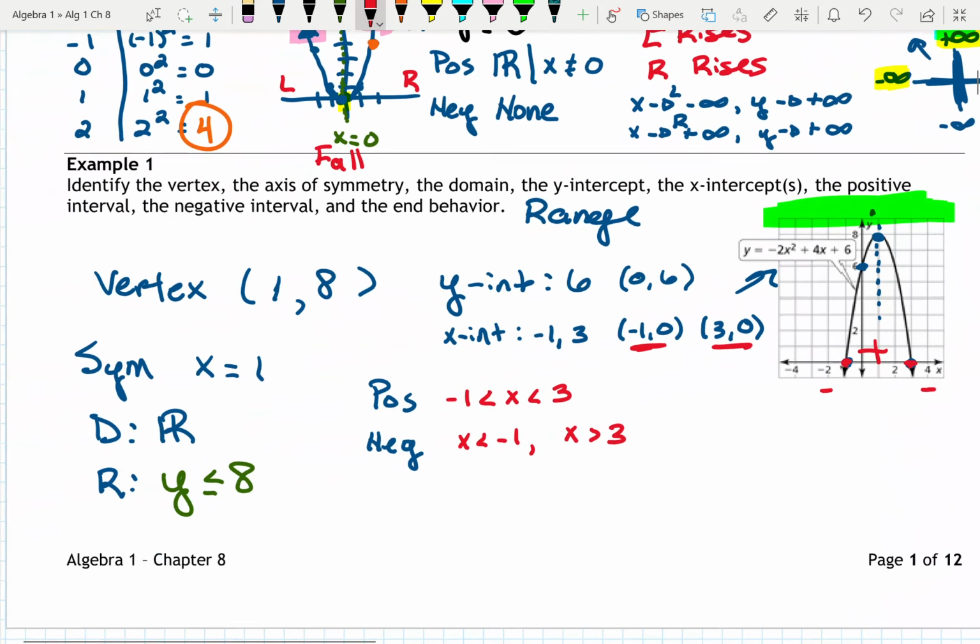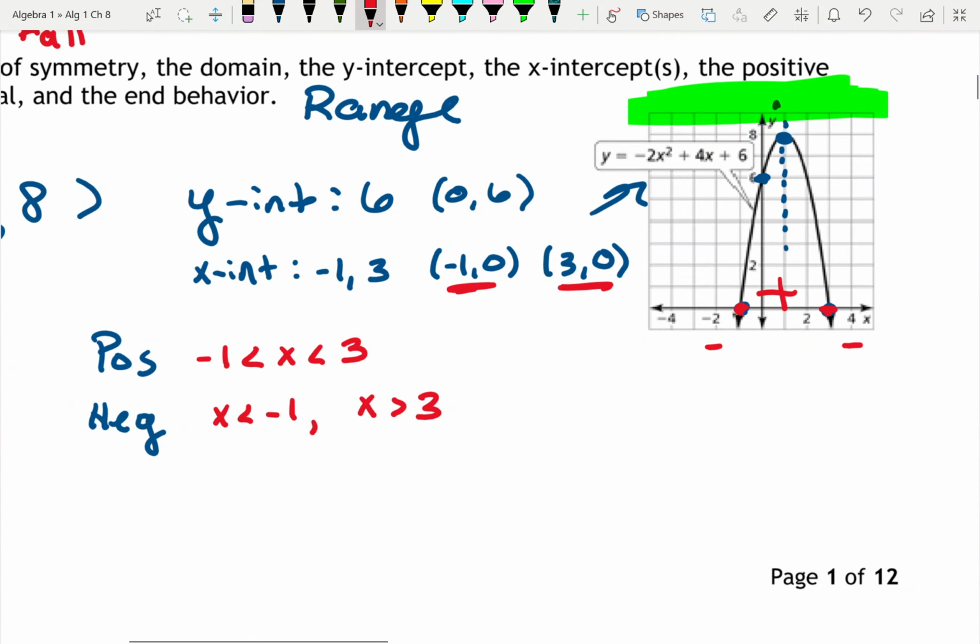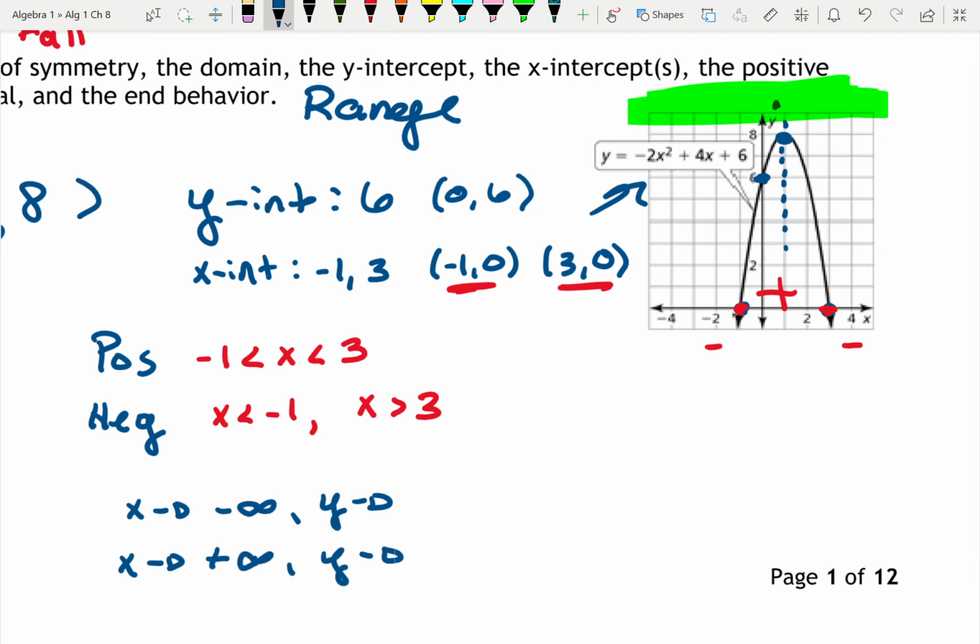All right, let's scroll down. End behavior. Now I'm going to write it using the infinities. So I'm going to say as x goes to -infinity, y goes to, and then my other one is as x goes to positive infinity, y goes to. So you have this little template that we can follow. This means as x goes to the left, y goes, and our arrow's pointed down, so negative infinity. And then as x goes to the right, y goes again, negative infinity.